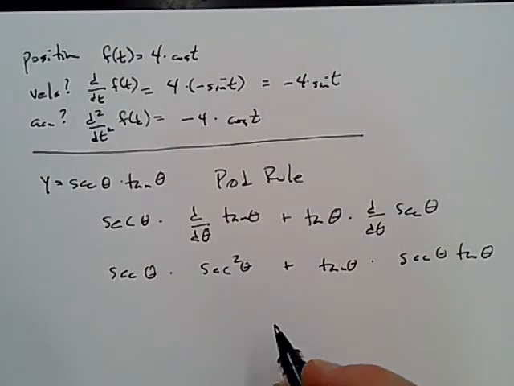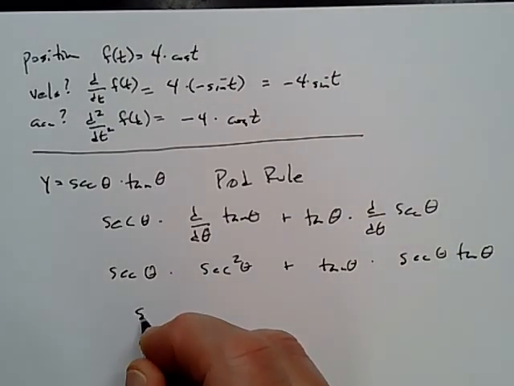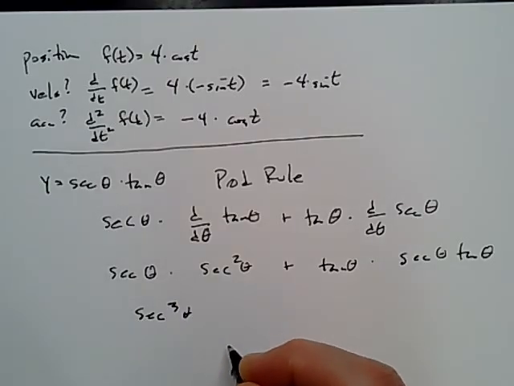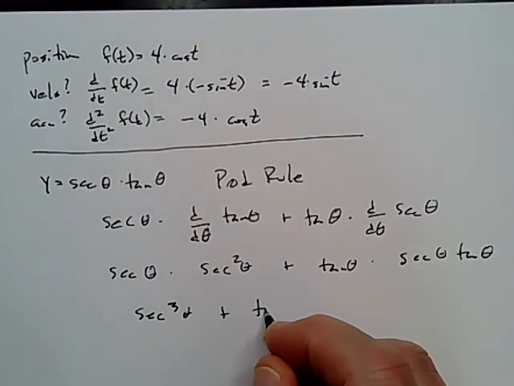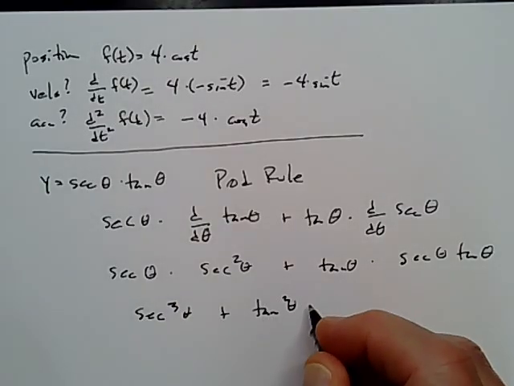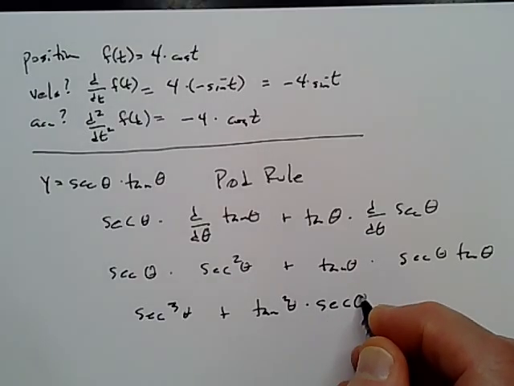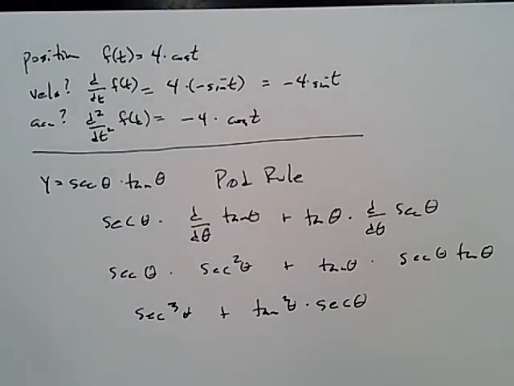I'll gather terms. I don't think anything exciting is happening here. Secant cubed theta plus tan squared theta times secant theta. Now there are formulas. A tan squared, for example, can be expressed in terms of secant squared, but I'm going to leave it there.